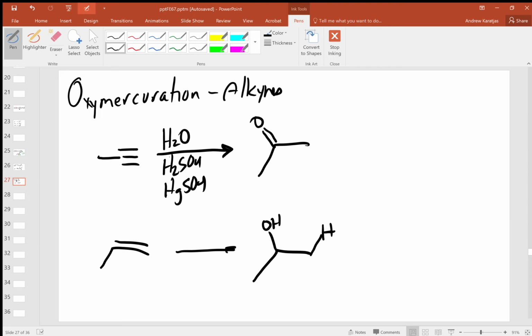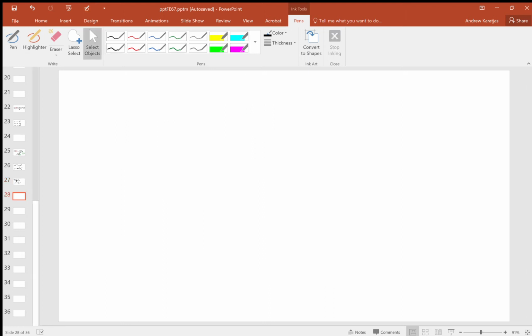The application of mercury to hydrate double and triple bonds likely dates back to the 1950s and Henbest, who published a number of these reactions. So let's look at the mechanism now. The mechanism here is relatively straightforward, and we won't really see a specific role for the mercury in this mechanism.